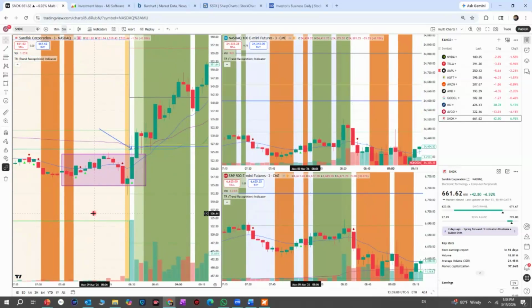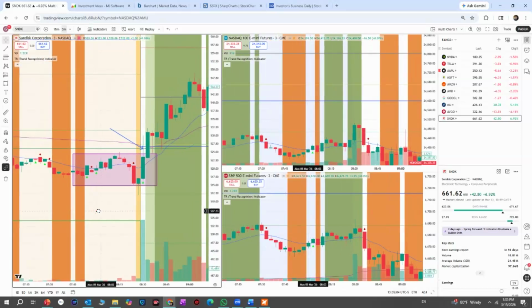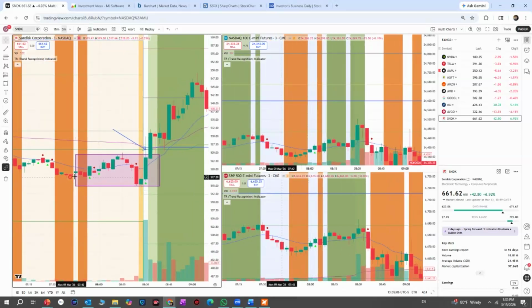This TR rectangle indicator will draw that as well. Okay, good question. What is happening?